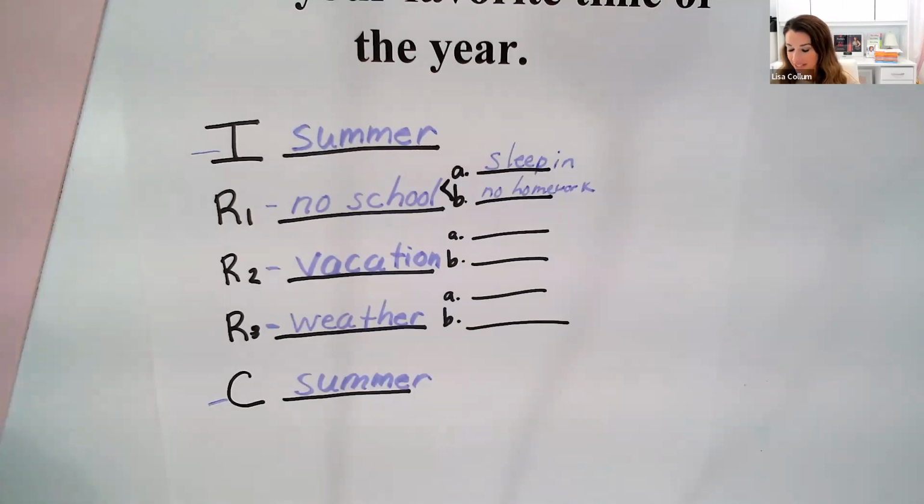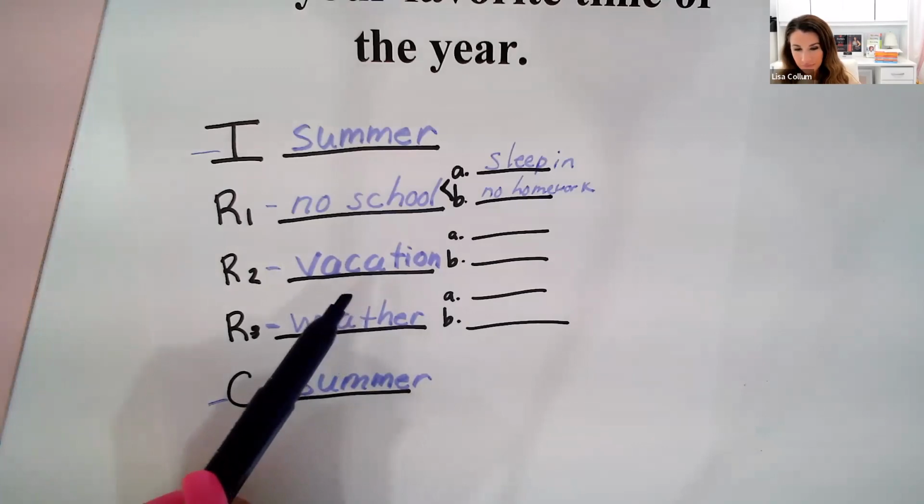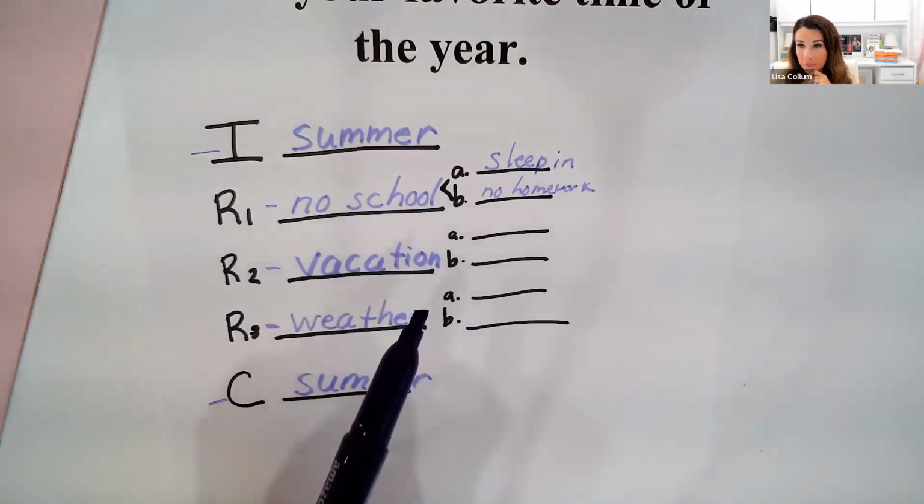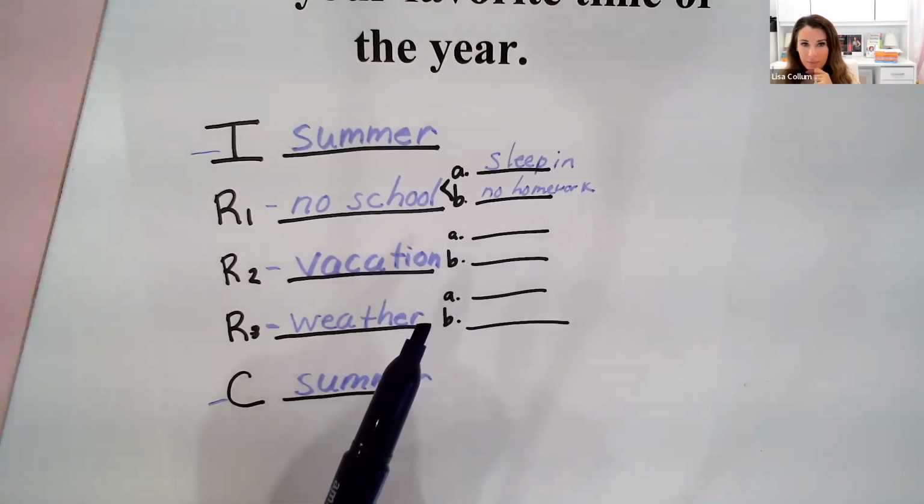Okay, hopefully you guys all have that written. All right, now for vacation. What are two things it can be? Details, it can be examples. I think I'm going to give examples of vacation.